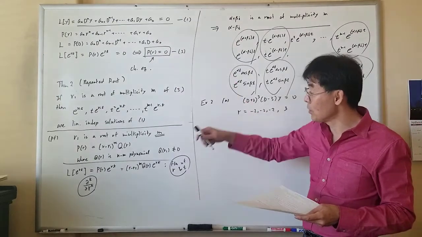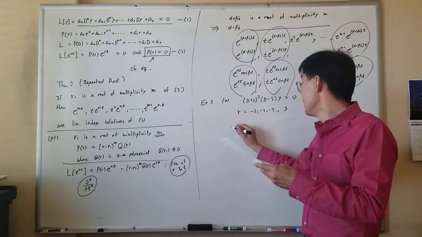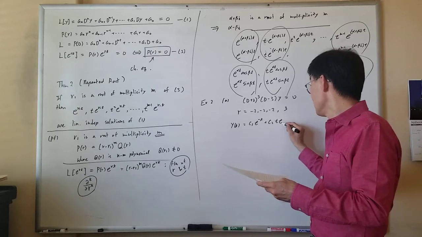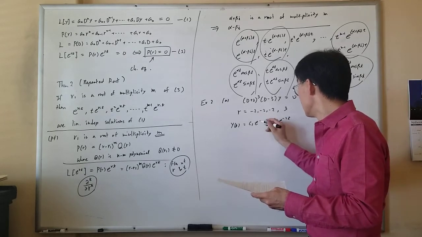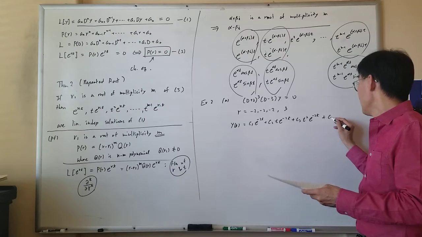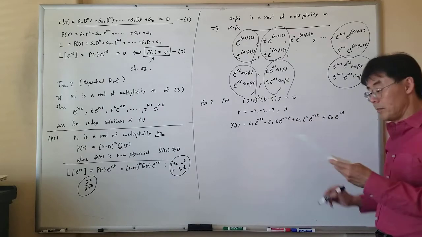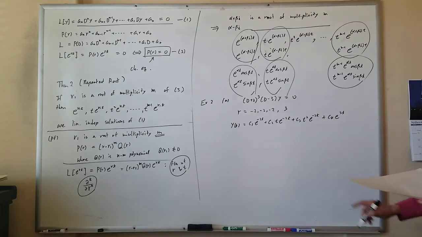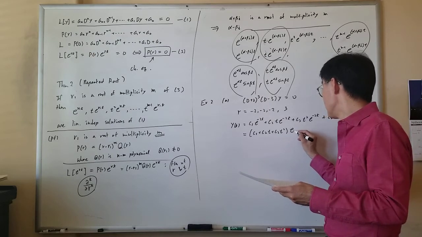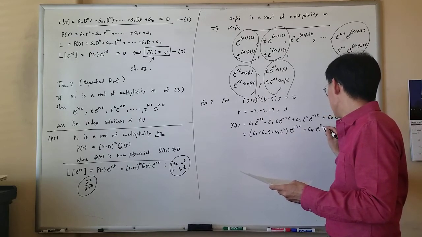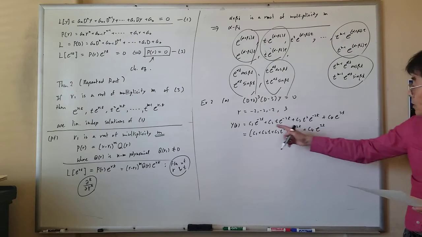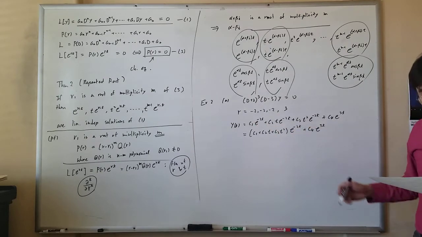And according to theorem 1 and 2, your general solution will be C1 e to the negative 2t, C2 t times e to the negative 2t, C3 times t squared e to the negative 2t, and this one. A lot of times we write it as C1 plus C2 t plus C3 t squared. Actually, I wrote this one as 2, 3, 4, and this is 1. Doesn't matter.